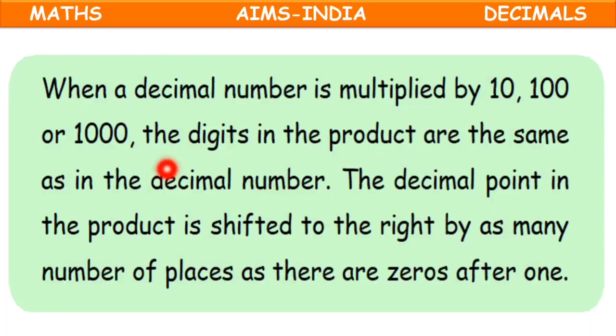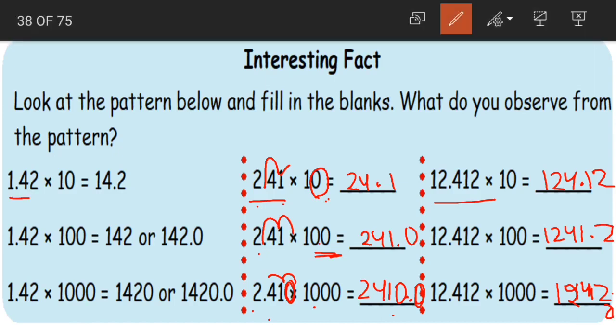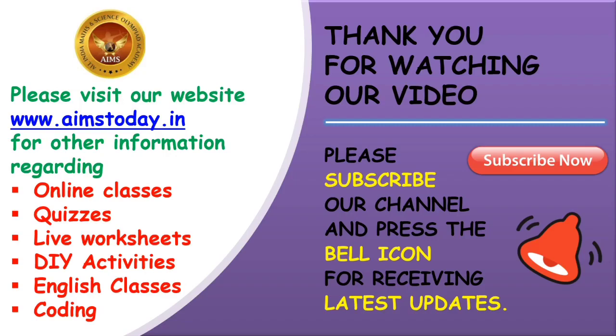Multiplication by 10. When a decimal number is multiplied by 10, 100 or 1000, the digits in the product are the same as in the decimal number. The decimal point of the product is shifted to the right by as many number of places as are there in the zeros after 1. See here, the product is same. Here we are having 142 and even in the product will have the same digits that are 1, 4 and 2. The only difference comes is in the decimal point. Where are we placing it? Depending on the number of zeros here, the decimal point will move so many places to the right.